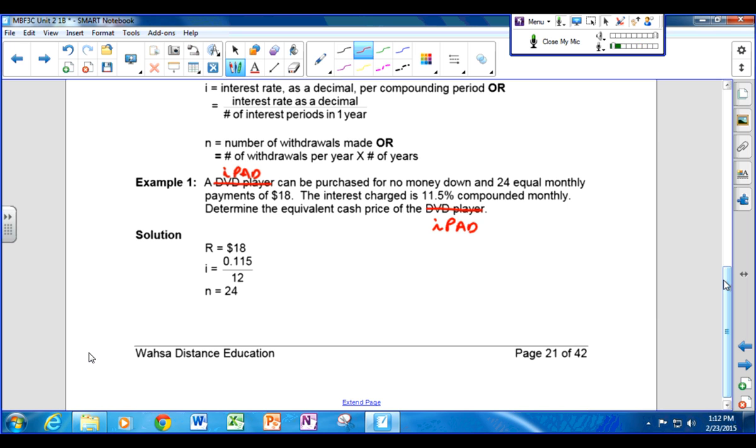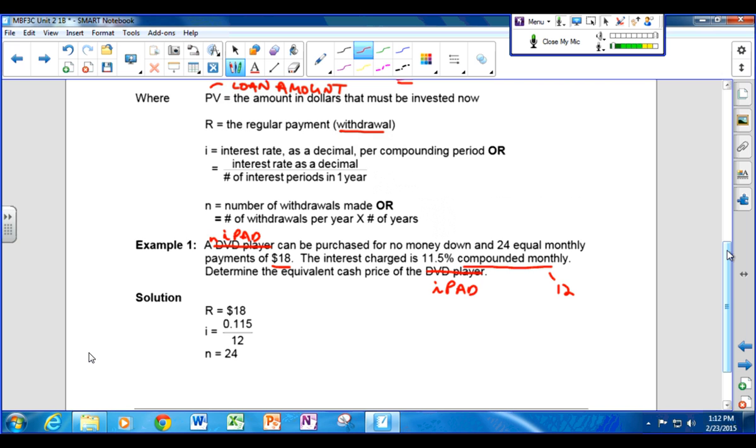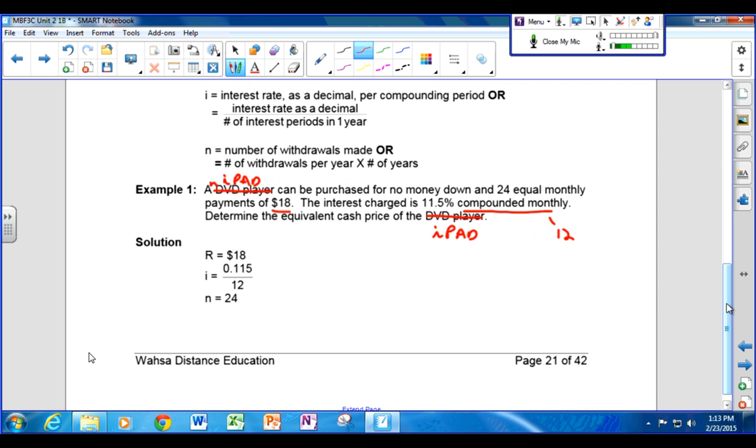Okay, so an iPad can be purchased for no money down and 24 equal monthly payments of $18. The interest charged is 11.5% compounded monthly. That's 12 per year. Determine the equivalent cash price of the iPad. Okay, so what they're saying then is, let's say you go into the Northern and they have a bunch of iPads there in the store, right, in the display case. And they say, you know, a little sign, you can have this for just 24 easy payments of $18. The question is, what are you paying for that iPad? Is it a good value, right? You obviously are going to pay a little bit of interest, but you know, is that a good value? Okay.